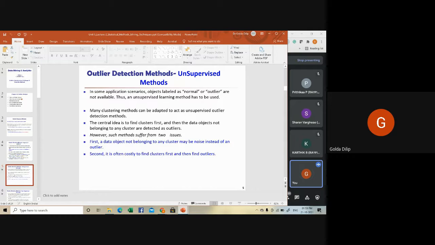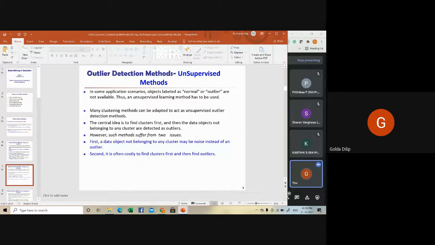Each of these methodologies, be it supervised or unsupervised, has its own set of advantages and disadvantages. For example, a supervised learning model will definitely produce highly accurate results. Whereas unsupervised learning, as everybody knows, doesn't improve over a period of time, like your clustering and other methods.